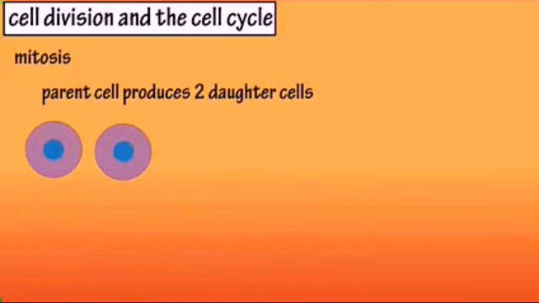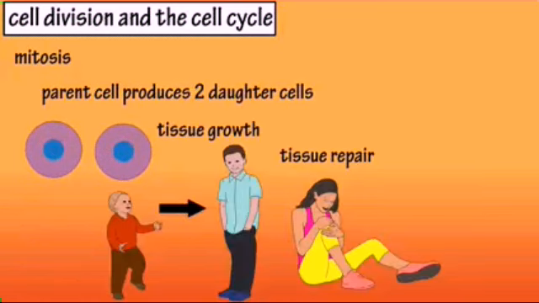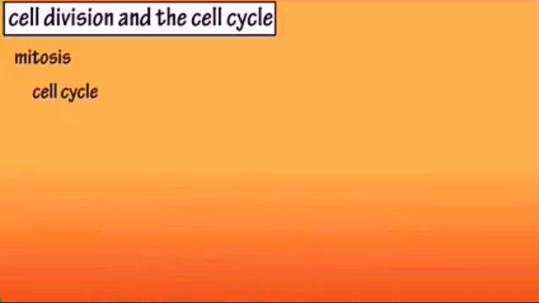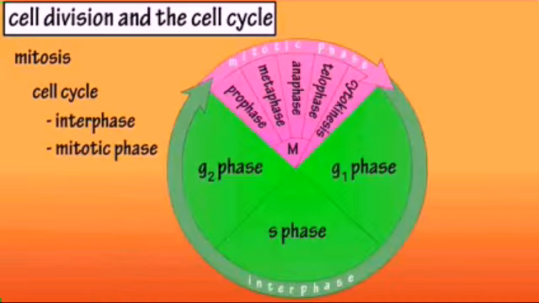Cell division is important in tissue growth, tissue repair caused by some sort of trauma or disease, and replacement of dying or old cells. The cell division cycle has two major phases, interphase and the mitotic phase. We will use the chart on the screen to go through this process.